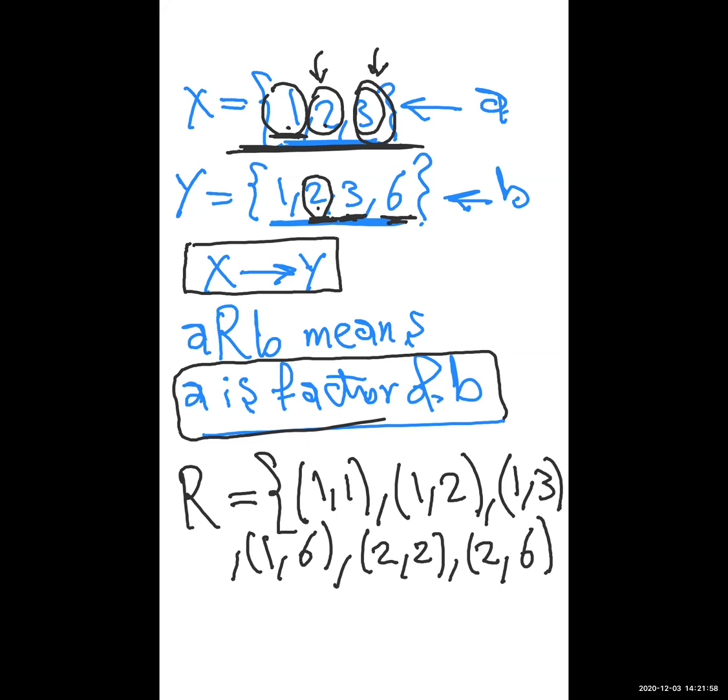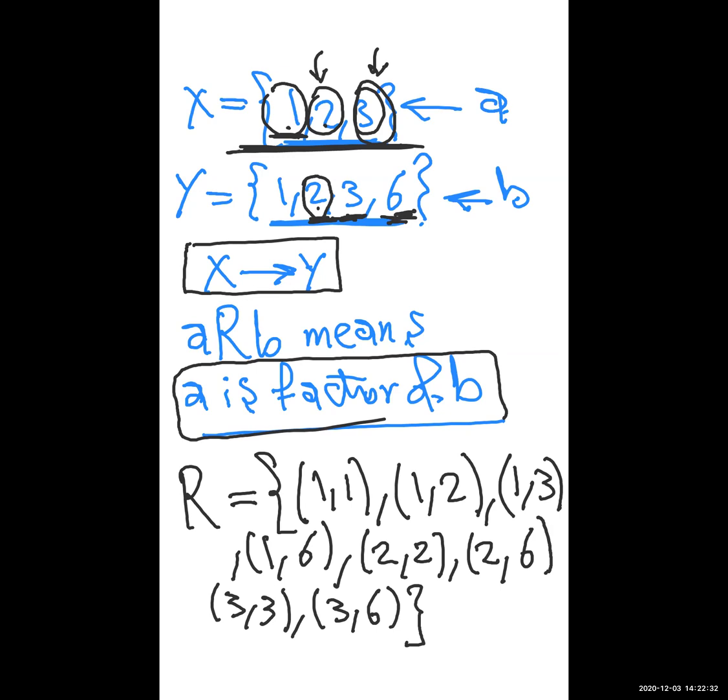Then the third element, 3. Is 3 a factor of 1? No. Is 3 a factor of 2? No. Is 3 a factor of 3, a factor of itself? Yes, of course. So 3 and 3. Then 3 and 6: 3 is a factor of 6, yes, because 6 equals 3 times 2. So 3 and 6. Okay, so now we got the relation.